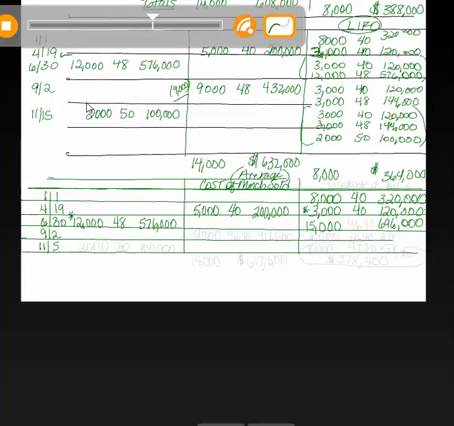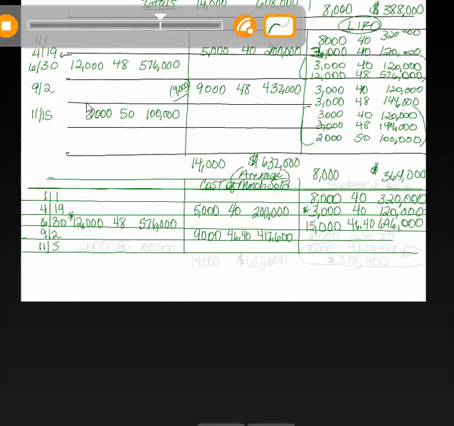Now you need to come up with the average cost per unit. So you're going to divide the total cost by the quantity, which is 15,000, to come up with an average price of $46.40. On the 2nd of September, you're going to sell 9,000 units, and you're going to put the average cost in there of $46.40 per unit. Multiply that out, you get $417,600, which is your total cost of goods sold.